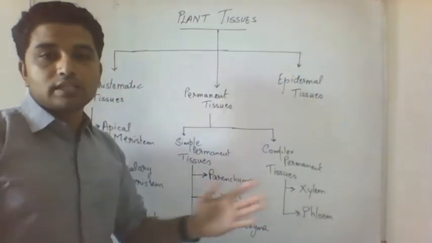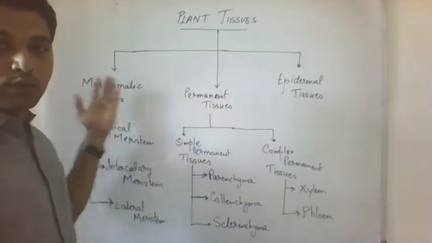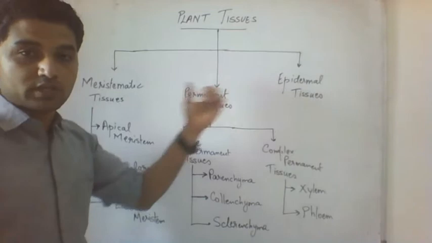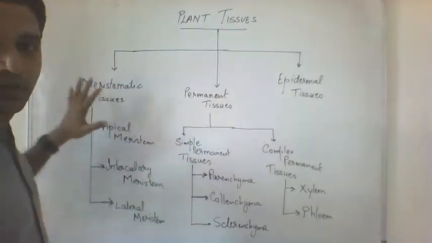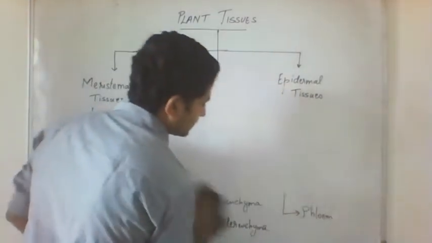So we have to study all these three major categories, but majorly only two: meristematic and permanent. These are special, meristematic and permanent. So we'll have to see them in detail. Today we will study the meristematic in detail. So let us see the meristematic tissues.